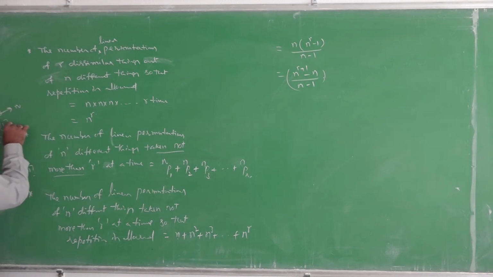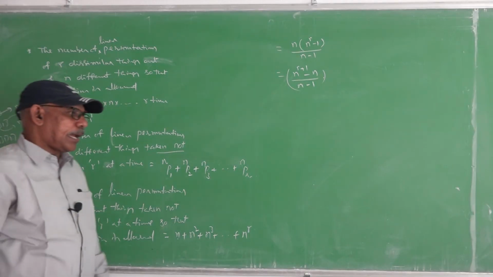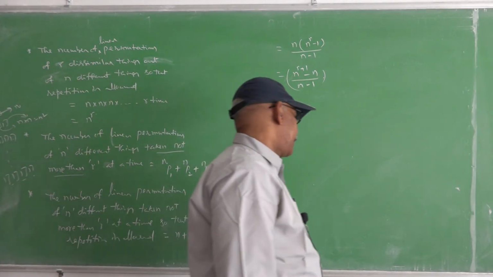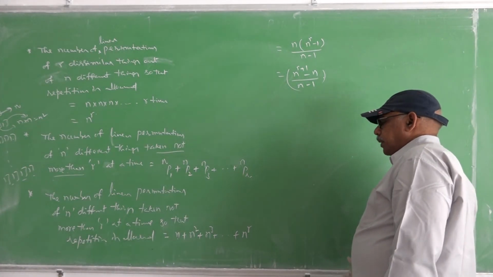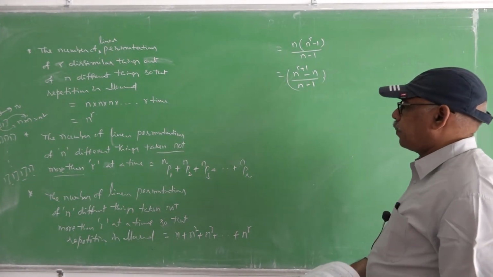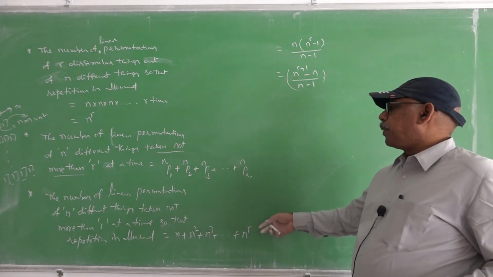It can be filled in n ways, and this can also be filled in n ways, because the thing that was used here, you can use it here also. So n into n, n square ways. Similarly, this can be filled in n, this in n, this in n. So n cube ways, like that. You can arrange the number of things in a row, so that the repetition is allowed, is n plus n square plus n cube and so on, n power r. This is one important point.